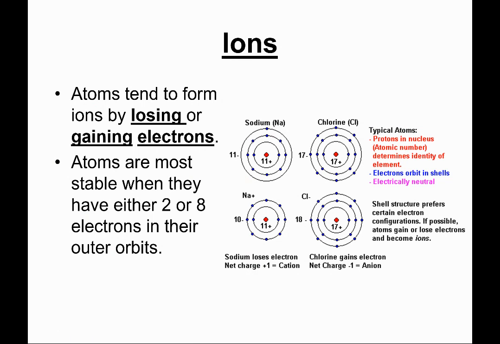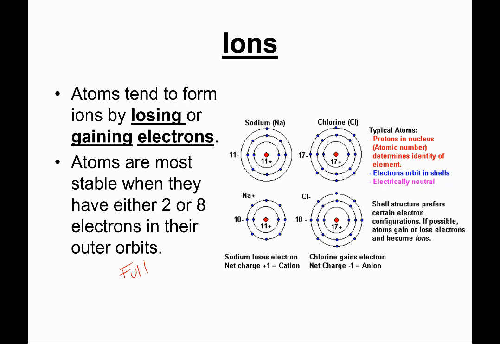But what is an ion? Atoms tend to form stable ions by losing or gaining electrons. And this next part's very important. Atoms are most stable when they have either 2 or 8 electrons in their outer orbits. In other words, their outer orbits are full.